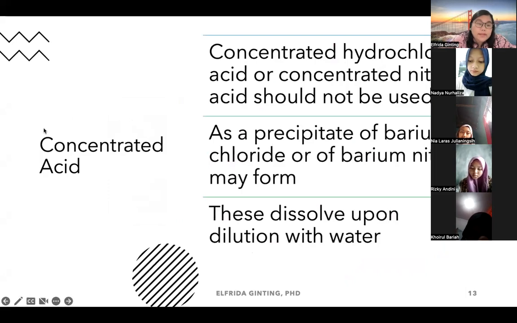So if we have concentrated acid, in this case concentrated hydrochloric or concentrated nitric acid, then we cannot use it. Why? Because barium chloride or barium nitrate may form. Then it means barium chloride and barium nitrate will be in the form of precipitate, because when we mix it, it will form barium chloride or barium nitrate. But the good thing is barium chloride and barium nitrate will be dissolved using water.